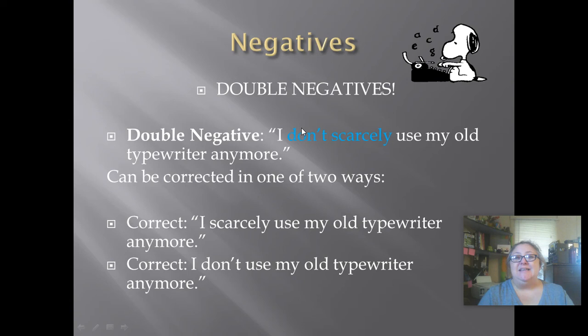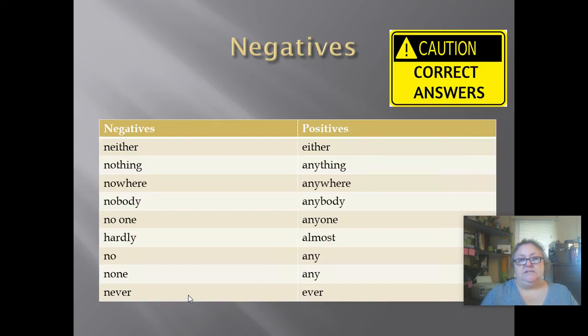Remember, because not is hidden in don't. So it can be corrected two ways. I scarcely use my old typewriter anymore, or I don't use my old typewriter anymore. Okay, two different ways to correct it. So we don't want to have those two negative words together in a sentence.